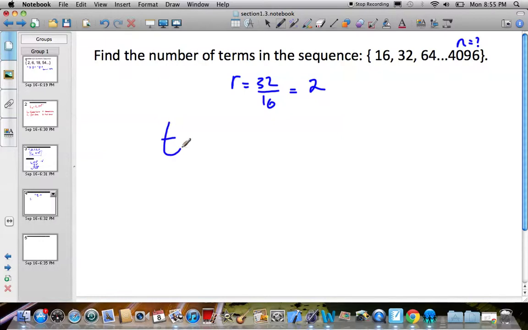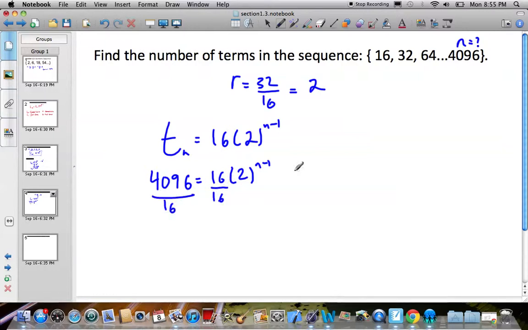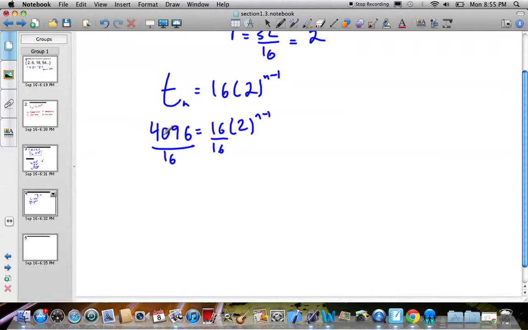So my general term looks like this: 16 times 2 to the n minus 1. Well, I don't know what n is, but I know what T of n is. It's 4096. So 4096 is equal to 16 times 2 to the n minus 1. I need to find a way to isolate n here by itself. So the first thing I'm going to do is divide both sides by 16. And let's see what's going on here. 4096 divided by 16, if my math serves me correct, is 512.